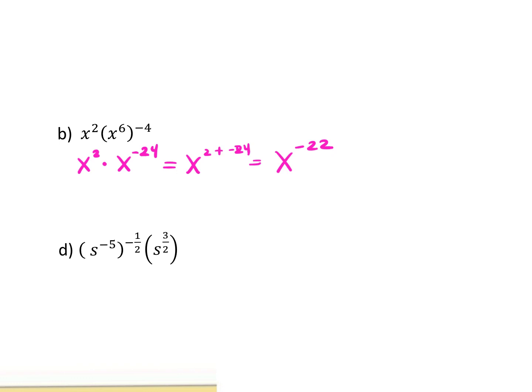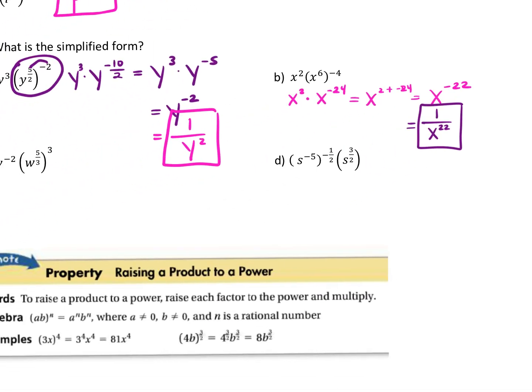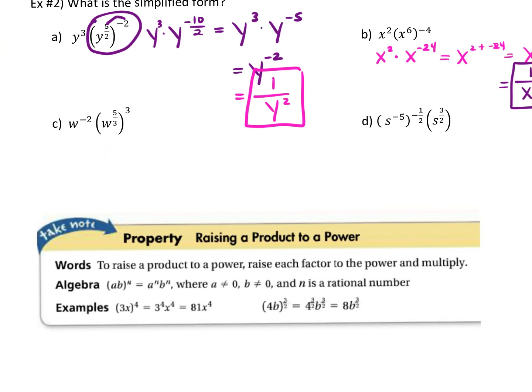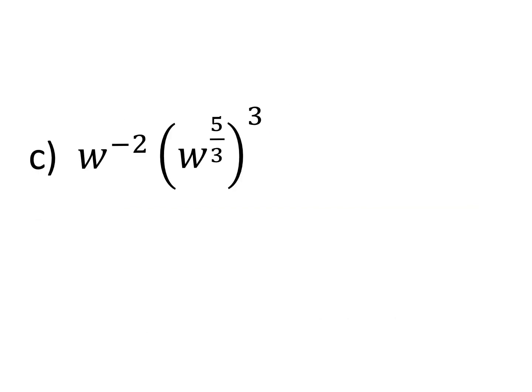How do you get rid of the negative exponent? You flip it. So it's going to be 1 over x to the positive 22nd. Is that better? You like that better? Yeah? Okay. You try C, and if you finish C, try D also. But I just want to see how this is going.